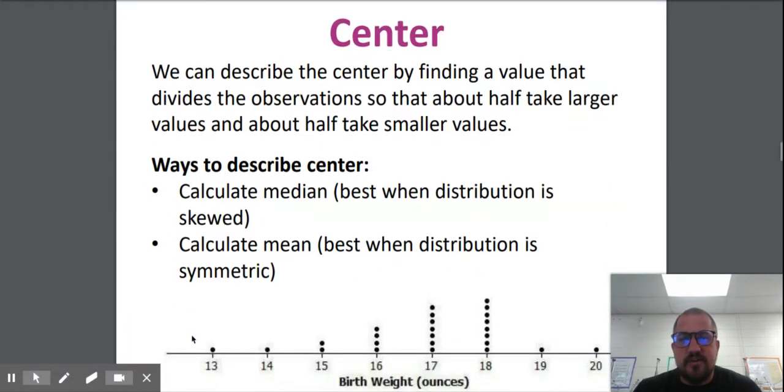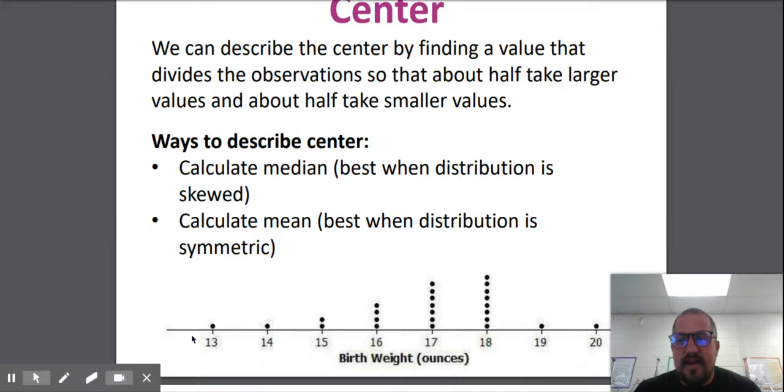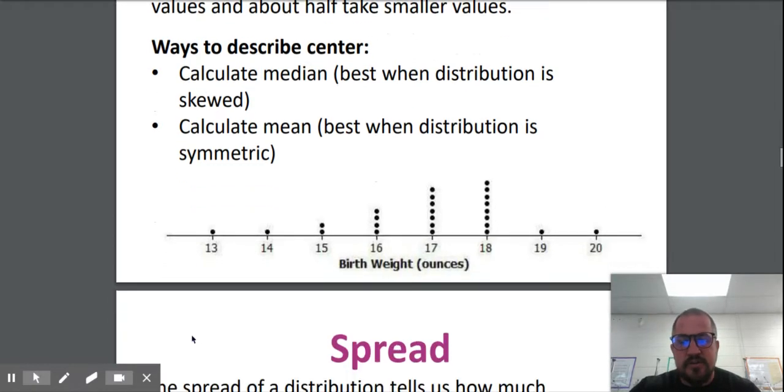How do you describe the center? You can describe the center by finding a value that divides the observations in half, and you can find the center in 2 ways. Whichever one you want to use, you just want to make sure you describe it. You can find the median, and it's best to use the median if you have skewed data. So if you have data that has a long tail to the left or a long tail to the right, you'll use the median. If the data looks to be approximately symmetric, then the mean or the average would be your best use of center. So the mean and the median are your uses of center.